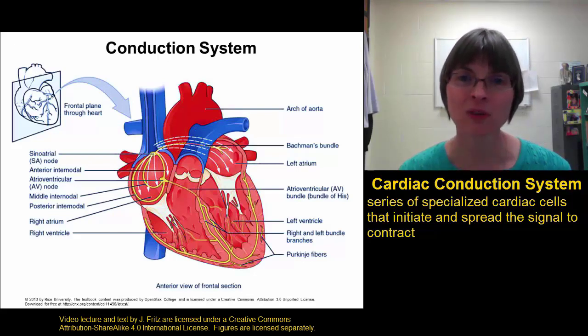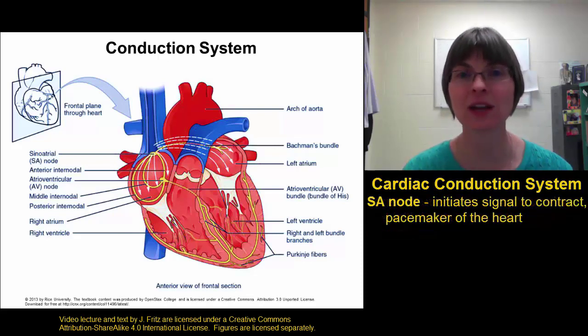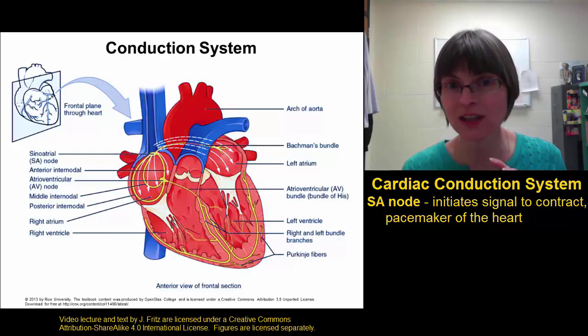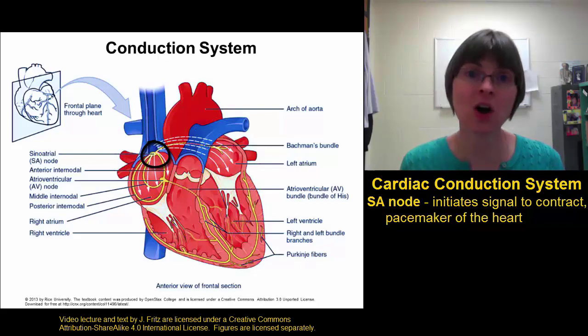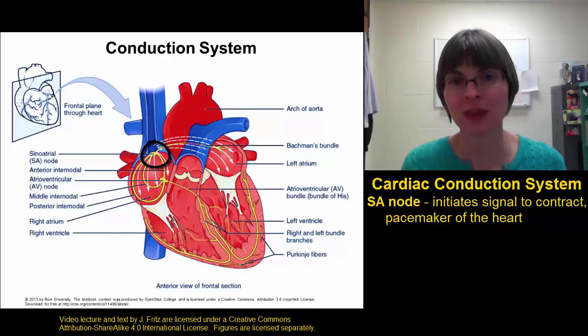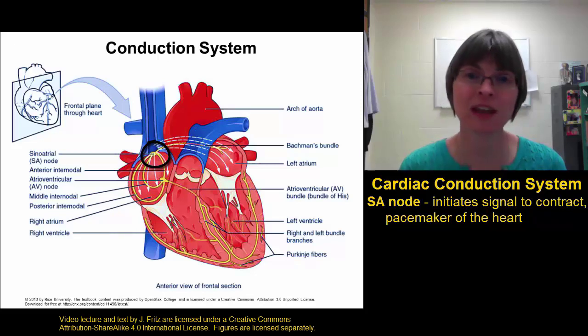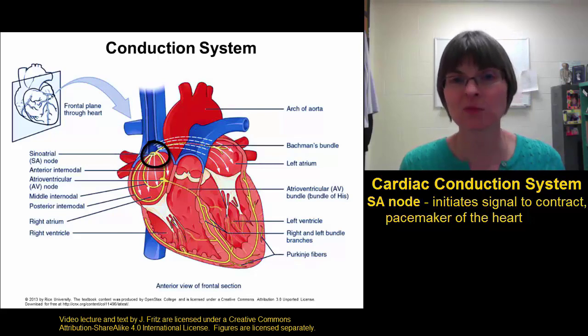We start with a patch of specialized cells in the right atrium called the SA node, or the sinoatrial node. The SA node is the pacemaker of the heart. It contains a patch of special cells that depolarize, or change their membrane potential, regularly. If there were no input from your brain at all, these cells would depolarize at the rate of about 100 times per minute. But we do have some input from the parasympathetic nervous system that lowers that so that the average heart rate is more along the lines of about 75 beats per minute.